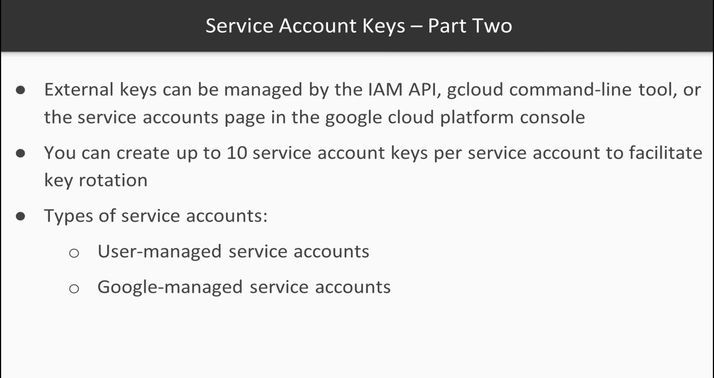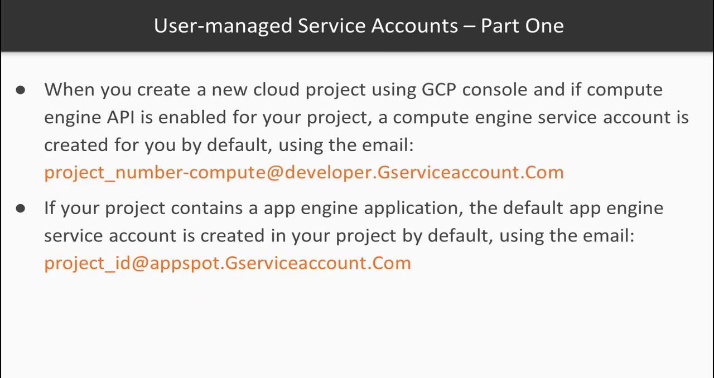There are two types of service accounts: user-managed service accounts and Google-managed service accounts. When you create a new cloud project using the GCP console, and if Compute Engine API is enabled for your project, a Compute Engine service account is created for you by default. It's identifiable by its email address, as in the example below. If your project contains an App Engine application, the default App Engine service account is created in your project by default. It is identifiable by using the email below.